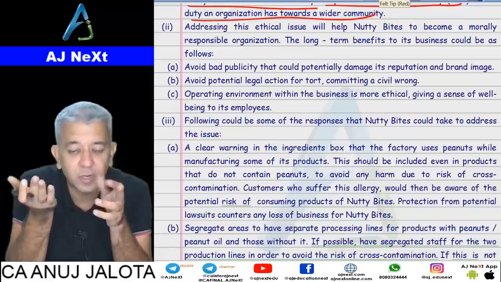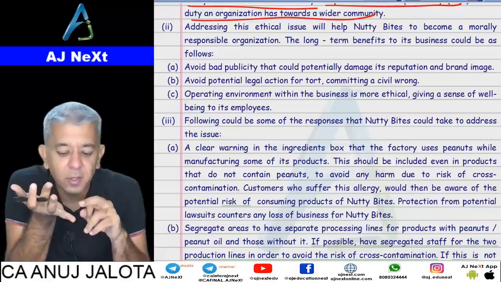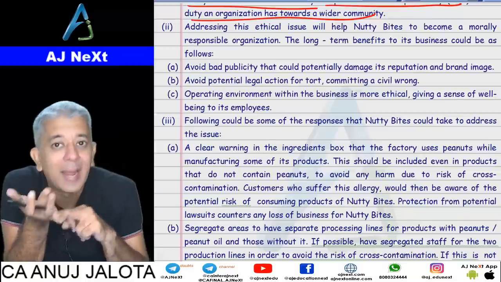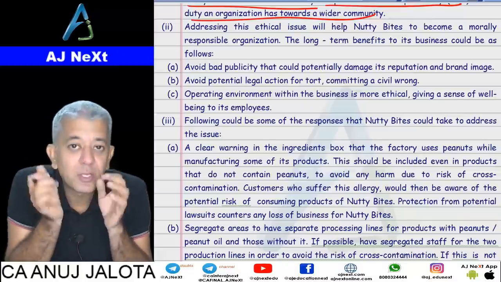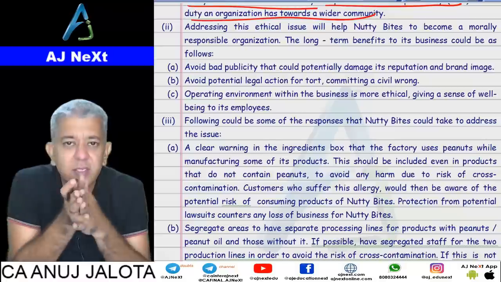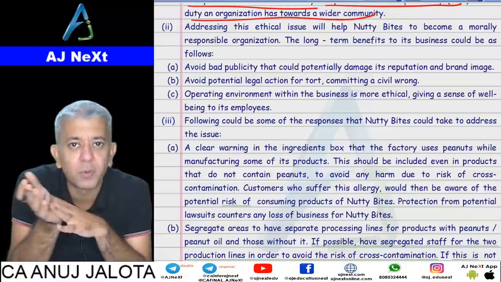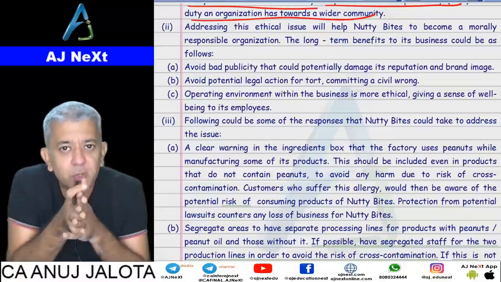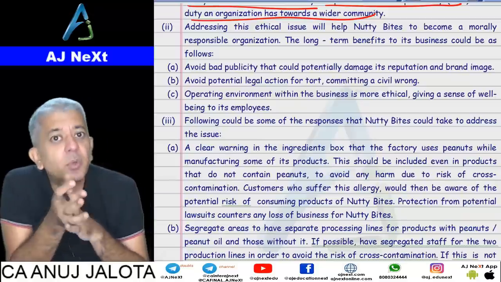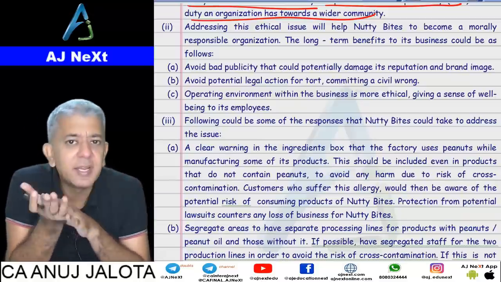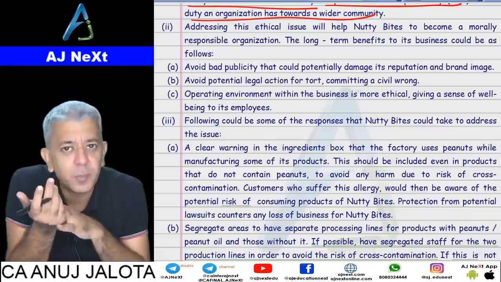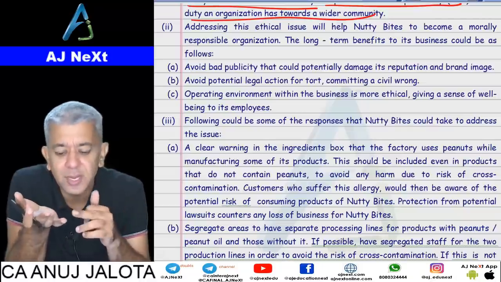In terms of the other part, obviously it will help us avoid bad publicity that could damage the company once it starts to spread. As I told you, it's an open world today. One problem and it starts spreading very fast. So due to that also, it is very much required that we disclose it and address this issue as soon as possible.